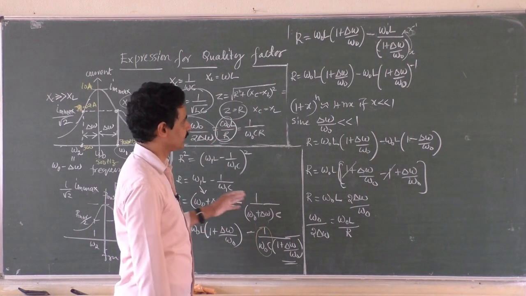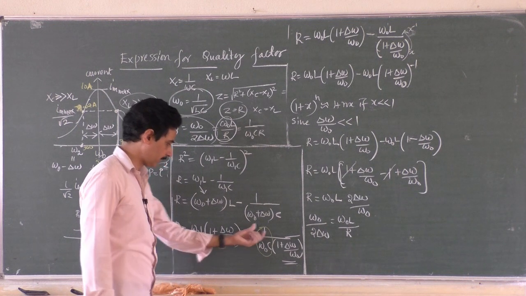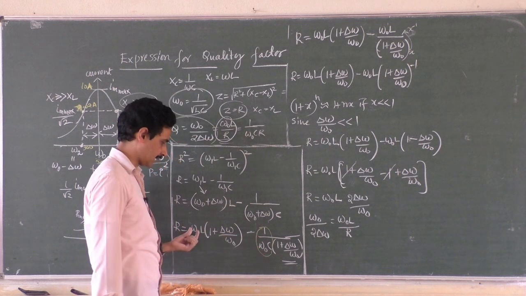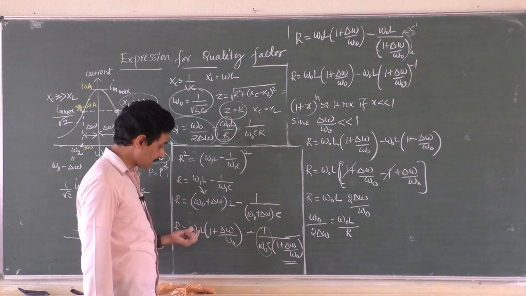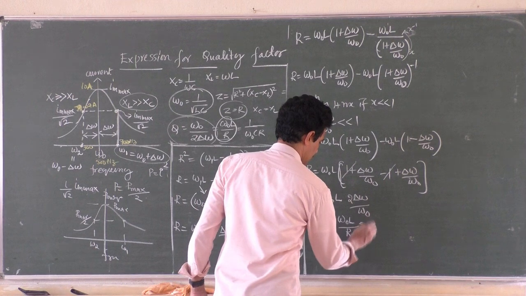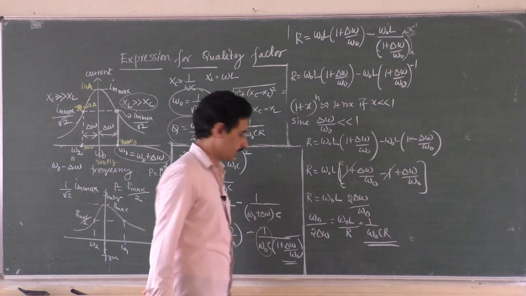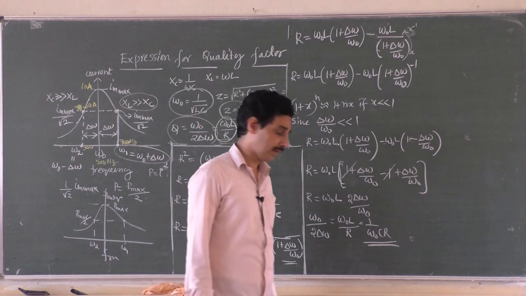Sir, how do you get this one? You just change it from here. Instead of substituting omega naught L as omega naught L, you substitute omega naught L as 1 by omega naught C. Then you will end up with 1 by omega naught C R. That's all. So that is the resonant quality factor.